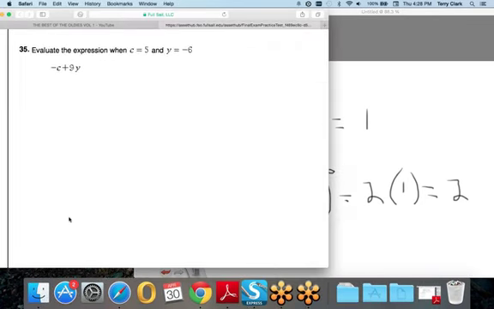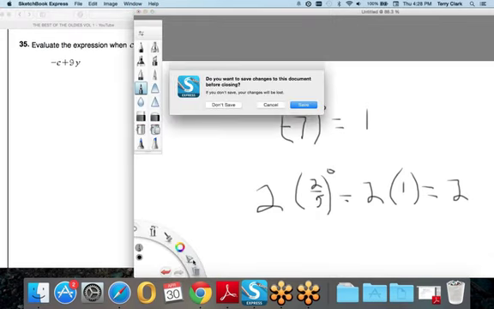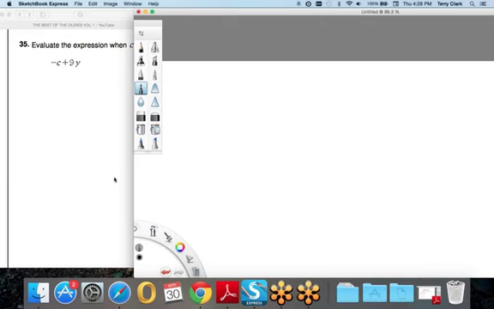And as we cross the marathon with the last problem, number 35, that's another evaluating expression. We've got negative c plus 9y, and then c equals 5, and then y equals negative 6.